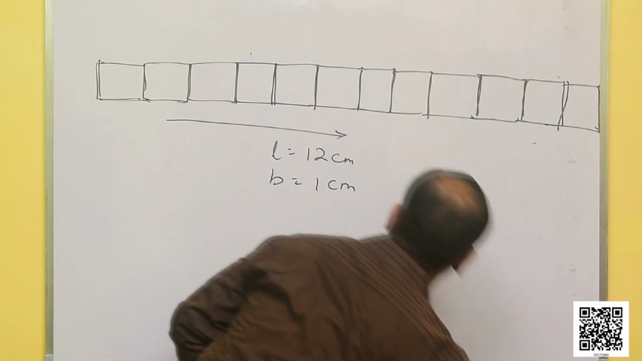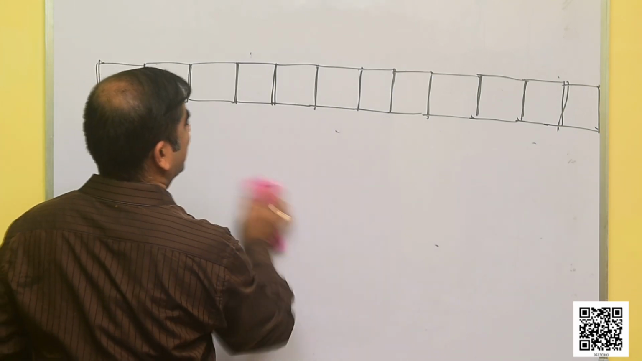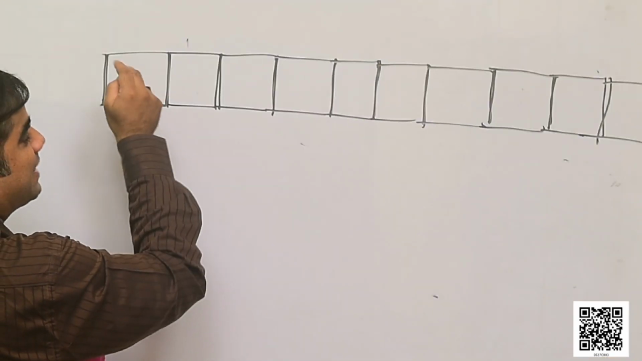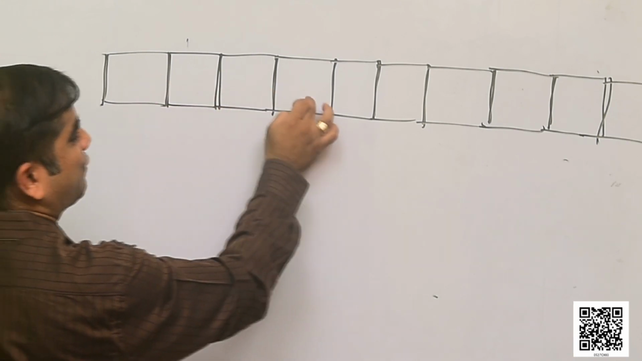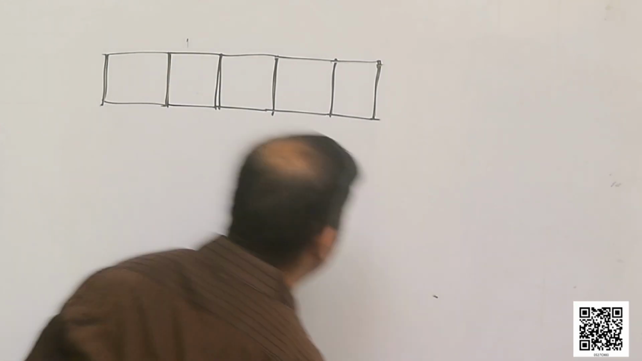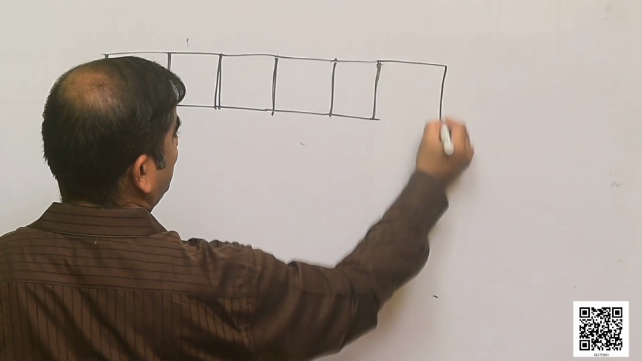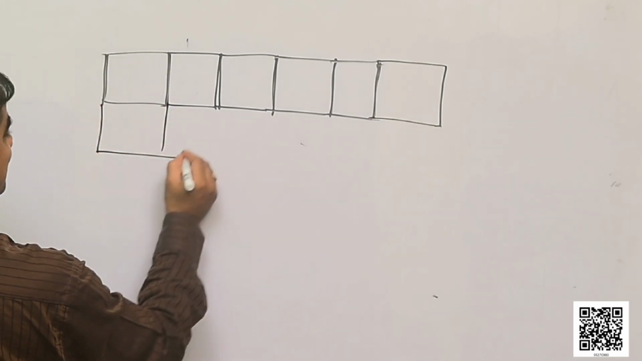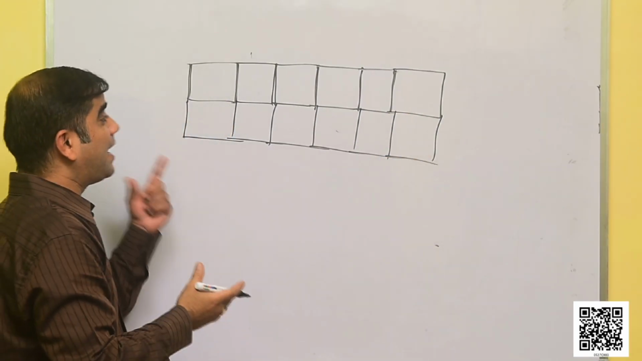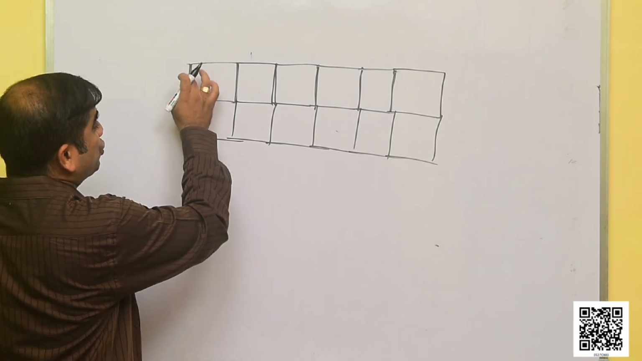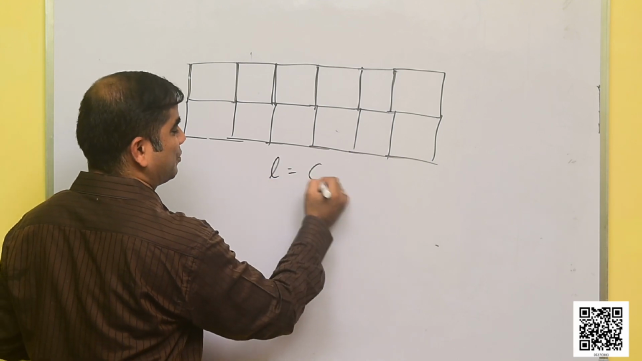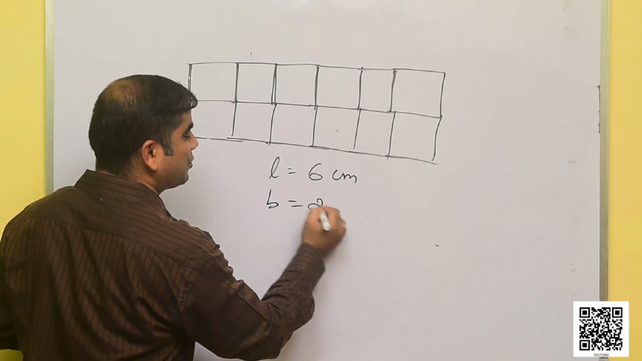Now let's rearrange. Let's go for 2 into 6. Suppose I am erasing some squares and I am getting only 6 squares, 1, 2, 3, 4, 5, 6, and I am putting all the other squares down below. So now I have another rectangle having 2 centimeter as breadth and 6 centimeter as length. Length is equal to 6 centimeter, breadth is equal to 2 centimeter.